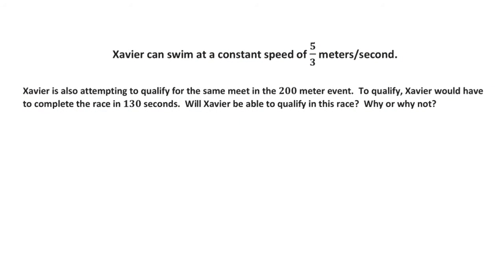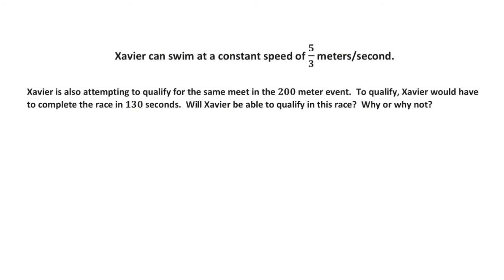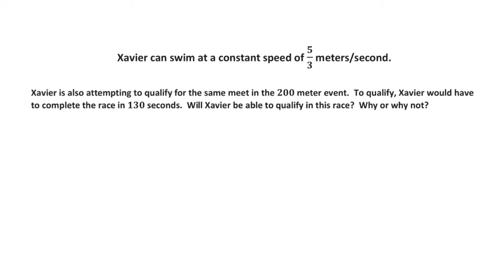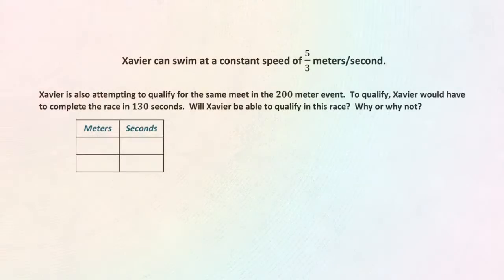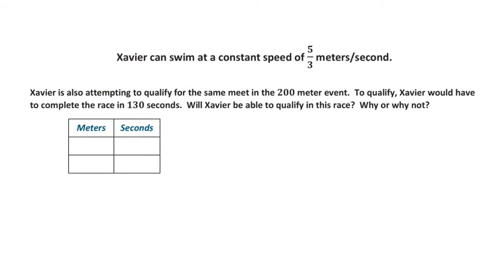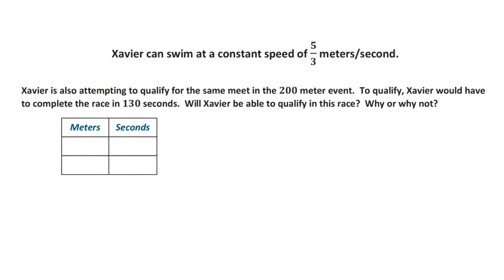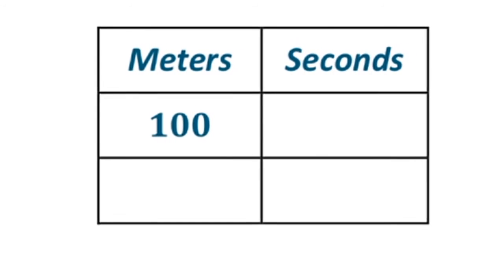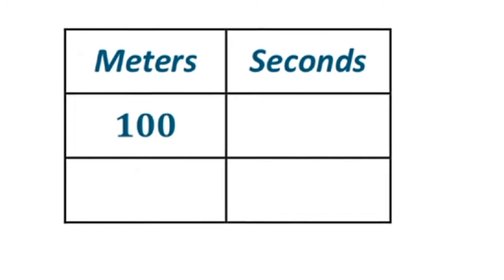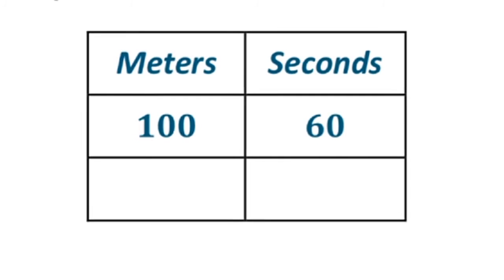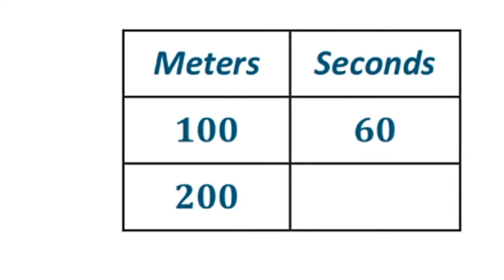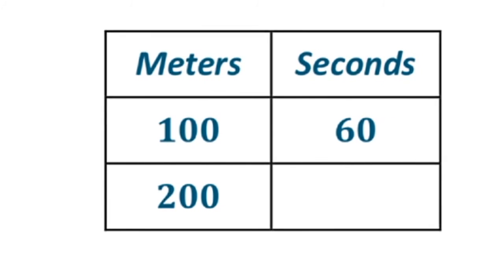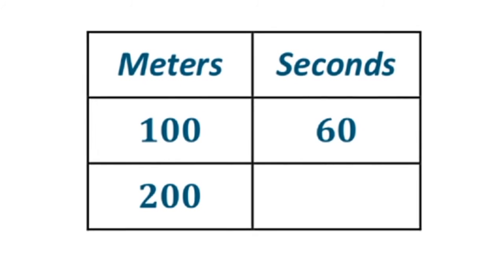Okay, let's start with the data we know. We were told that he swims 5/3 of a meter every 1 second, which we calculated to be 5 meters for every 3 seconds. Let's use a table again. We have meters and we have seconds, and we know that at 100 meters, according to our last problem, he swims 60 seconds to complete those 100 meters. Well, what about 200 meters? Let's think about this. How do we go from 100 meters to 200 meters?